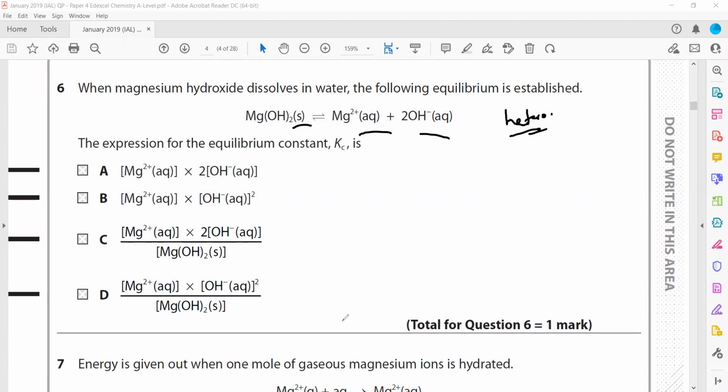So when we write the formula for Kc or Kp, that is product divided by reactant. The reactant is magnesium hydroxide and the products are magnesium ion plus hydroxide ions. So we don't write the solid. That's why B should be the right answer. Why did we not include magnesium hydroxide? Because that is in a solid state.